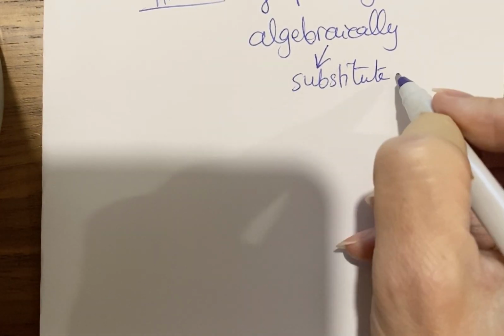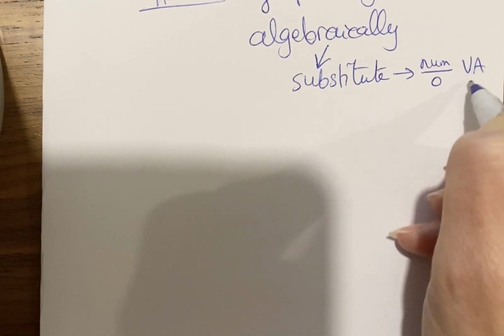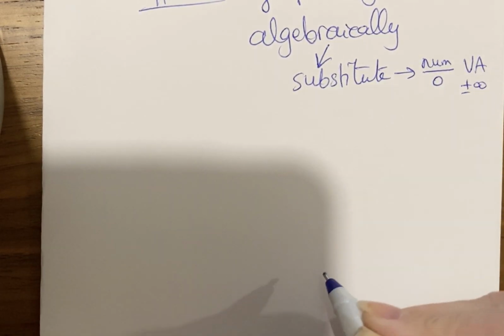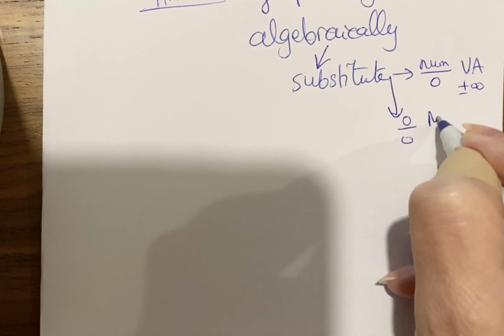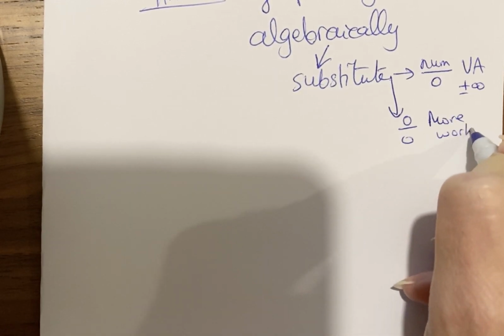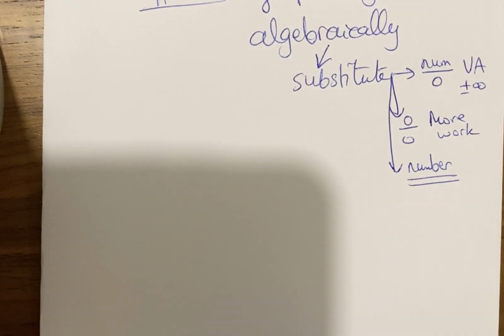And when we substitute, if we get a number over 0, this means we have a vertical asymptote and the limit is plus or minus infinity. If we get 0 over 0, this is an alarm to do more work. And if we get a normal number, then khalas, we're done. No need to do anything.